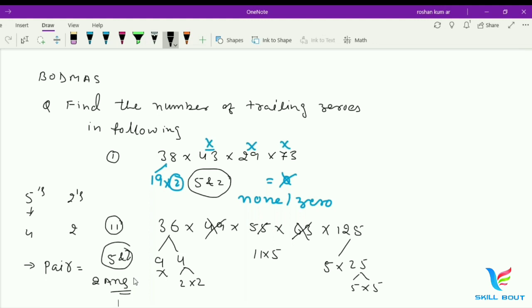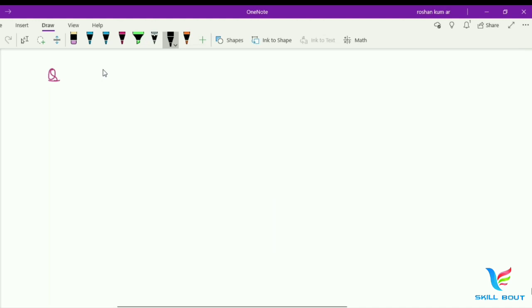Aage chalte hain. Let's take our next level of question. 365 into 44 into 385 into 120. That's all. So can I say that every one of my people are good with it? They will go back and find here how many 5s there will be. So this will be 5 into some number. 5 into which number? 5 se divide kar do, that is 7.